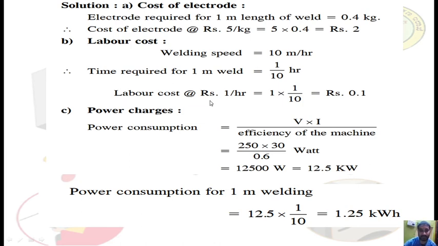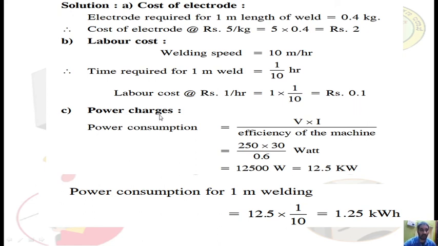Labor cost is ₹1 per hour. So ₹1 per hour we have to pay. If you weld for 1 hour, we have to pay him ₹1, but he is taking only 1 by 10 hours, so 1 multiplied by 1 by 10, that is ₹0.1. We need to pay the labor cost as ₹0.1.